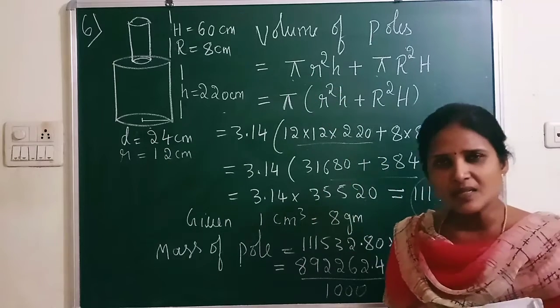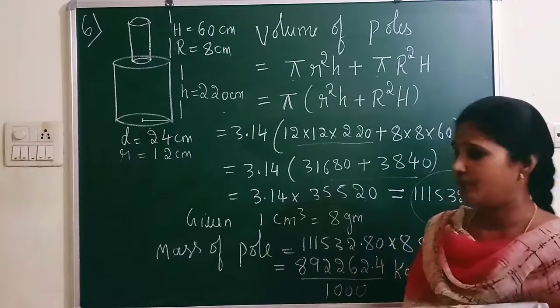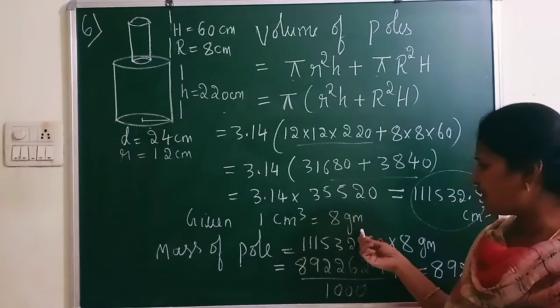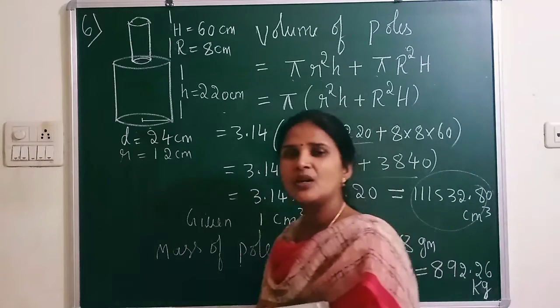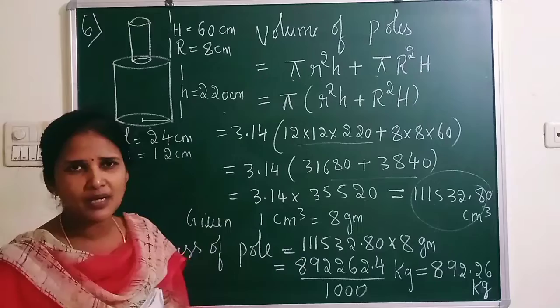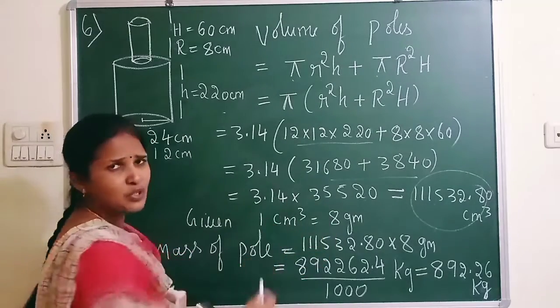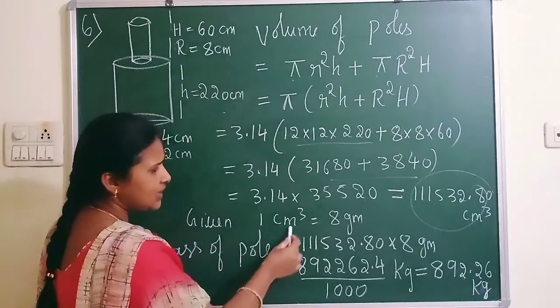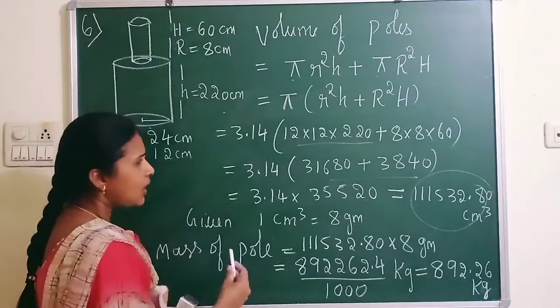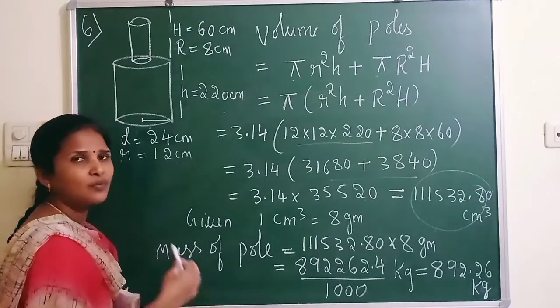But he is asking the mass of the pole. But given 1 centimeter cube has how many grams of that metal? Because it is made up of metal. 8 grams of metal is used to make 1 centimeter cube of that pole. So now I want total weight of that pole.